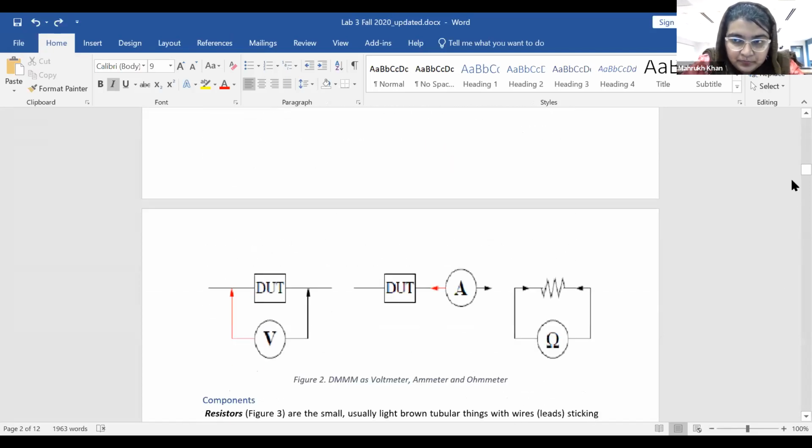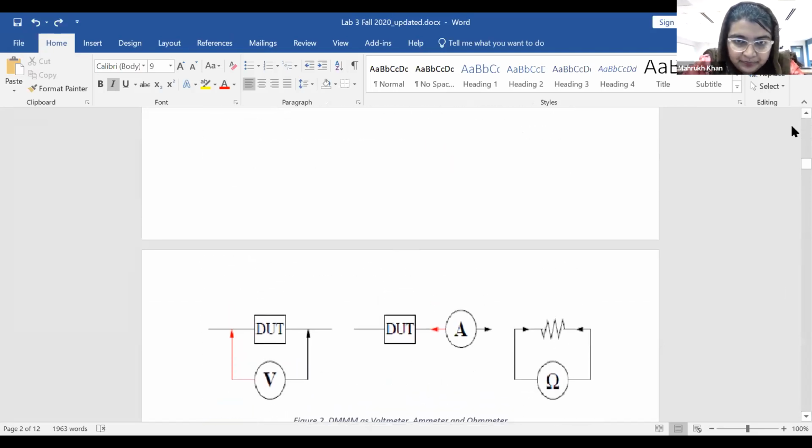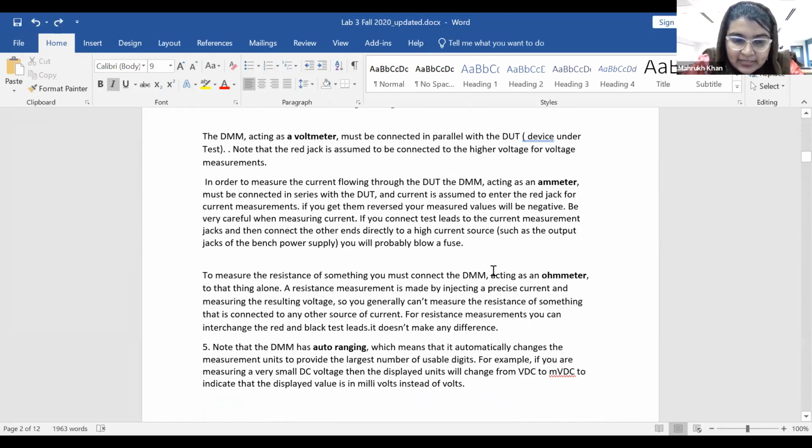So that we will see. Can you access the document?